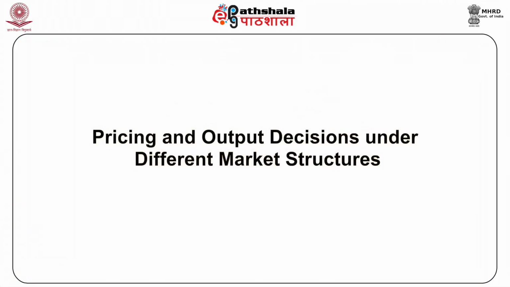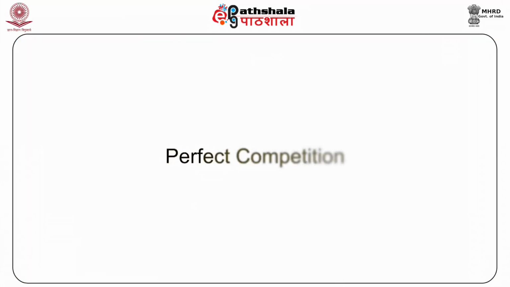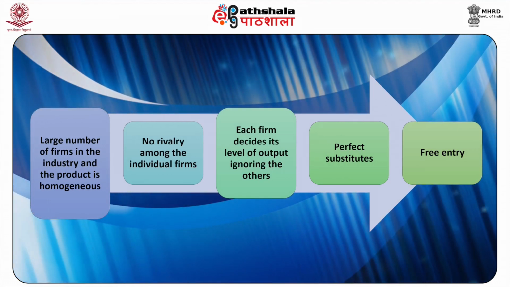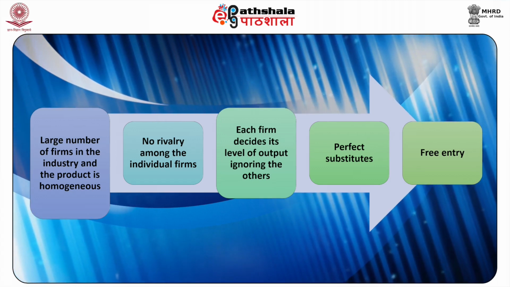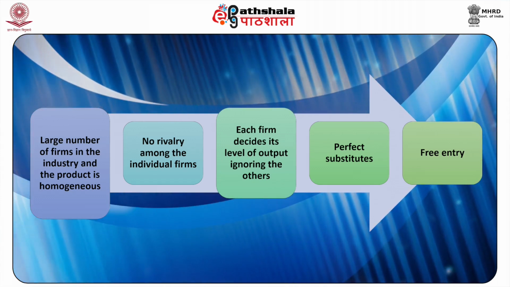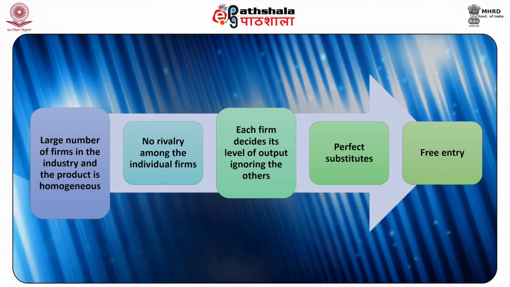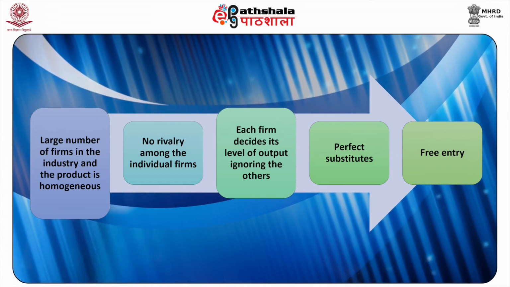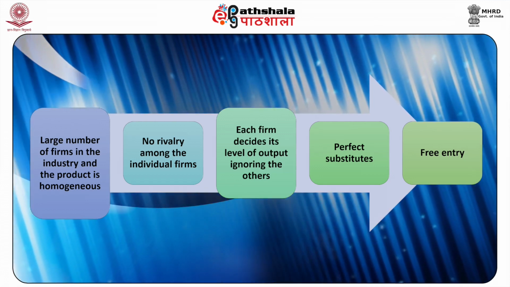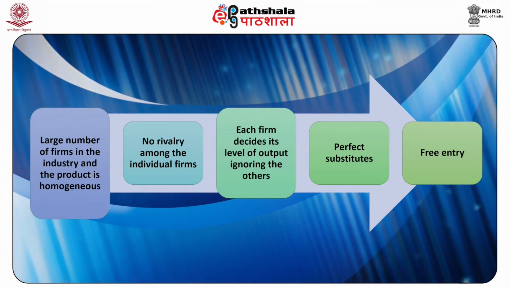Pricing and output decisions under different market structures. First important market structure is perfect competition. Now, in perfect competition, there are a very large number of firms in the industry and the product is homogeneous. Competition is perfect in the sense that every firm considers that it can sell any amount of output it wishes at the going market price, which cannot be affected by the individual producers whose share in the market is very small. Thus, although competition is perfect, there is no rivalry among the individual firms.